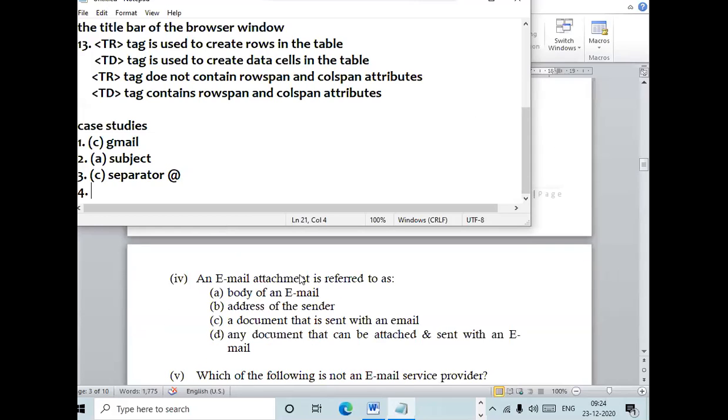An email attachment is referred to as body of an email, address of the sender, a document that is sent with an email, any document that can be attached and sent with an email. Beta, appropriate answer is D. Any document that can be attached and sent with an email. Clear?